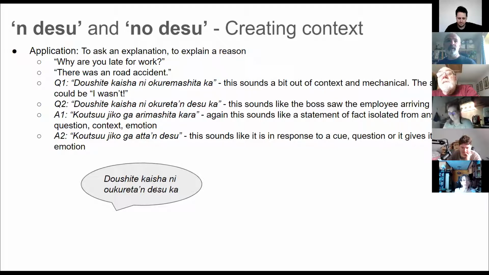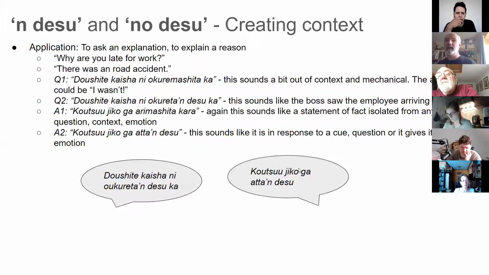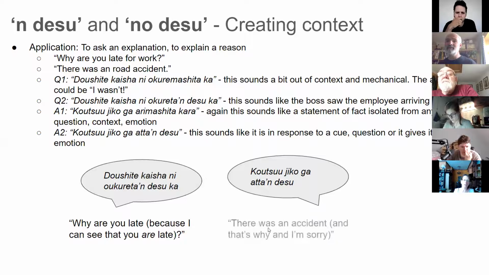So, for example, "Doshite kaishi ni okuretan desu ka?" What this actually means is, oh, sorry, and here's the answer as well. "Koujiko ga attan desu." What it's actually saying is, "Why are you late?" And the unspoken context is, because I can see that you are late. And "Koujiko ga attan desu" means there was an accident, and that's why, and I'm sorry. That's what this "desu" is doing for you. Yeah.